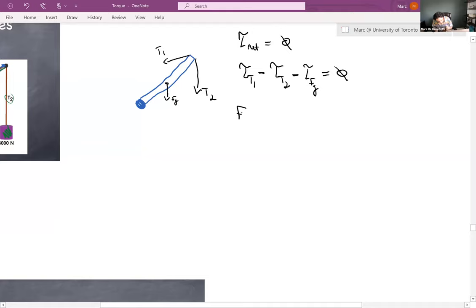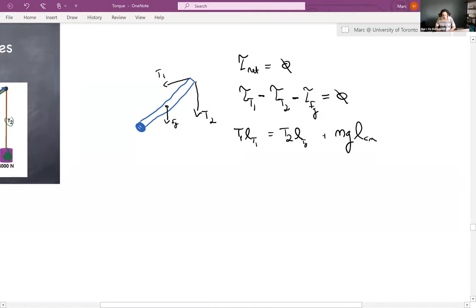So we have the torque due to tension one, which is going to be tension one times the lever arm for tension one. And I can bring everything to the other side. This is going to be tension two times the lever arm for tension two. And this is going to be the force of gravity of the rod times the lever arm of the force of gravity located at the center of mass.